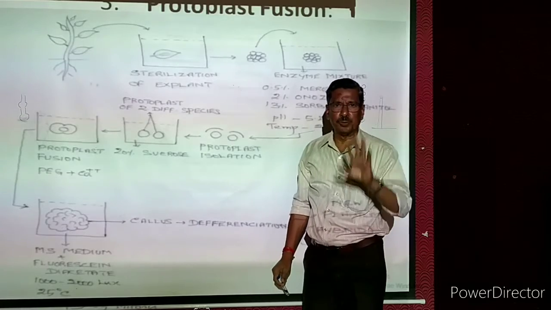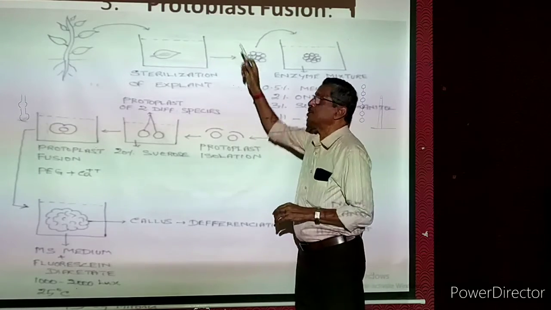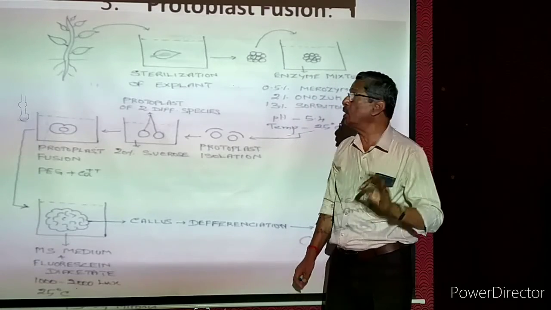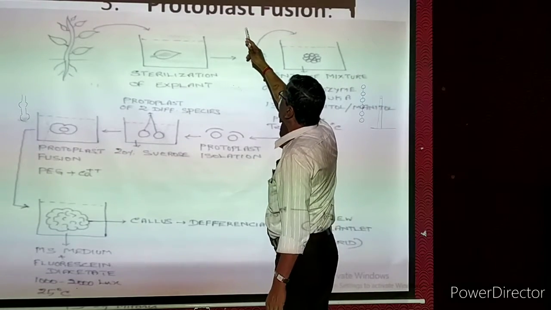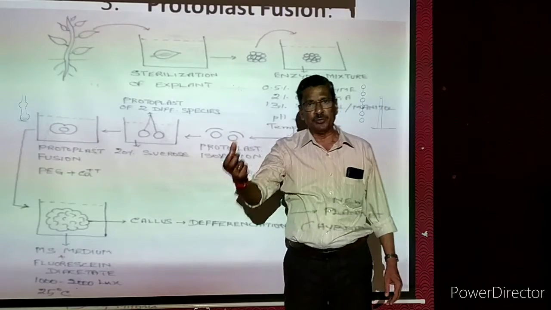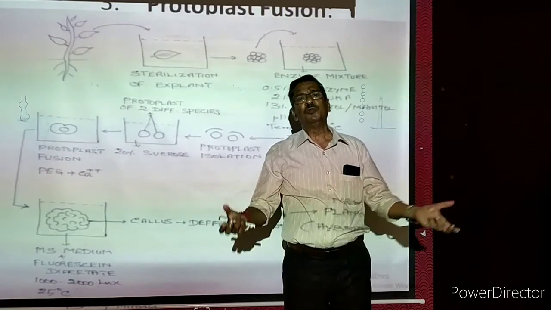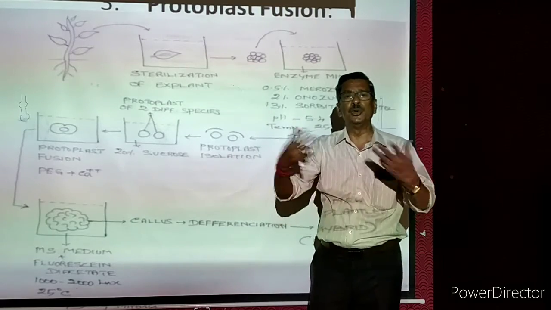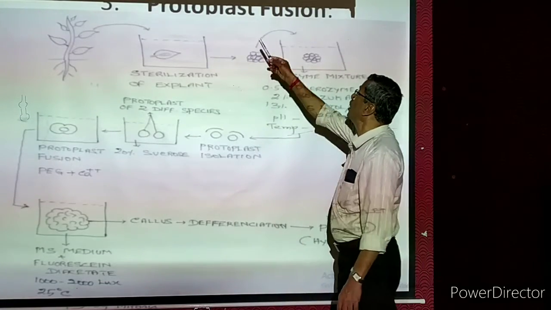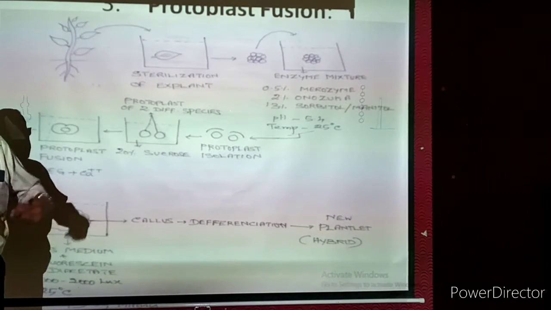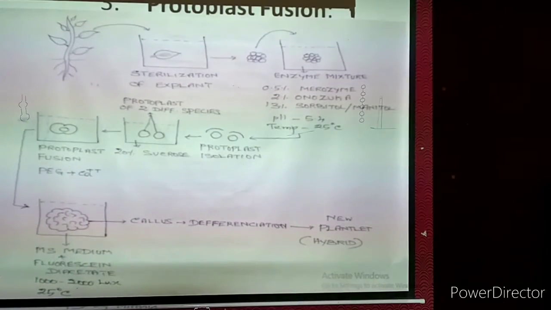Protoplasm, protoplast, both are the same. So protoplast means any plant cell without cell wall. Suppose you are taking protoplast of one plant, one variety, and protoplast of another variety. We can make them fuse together, so new varieties will be formed. That is called protoplast fusion. This technique is meant for new varieties formation, hybrid varieties formation.